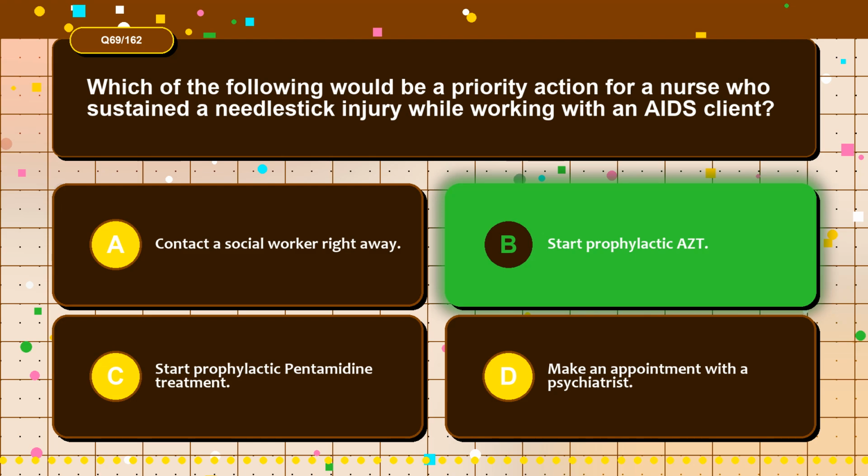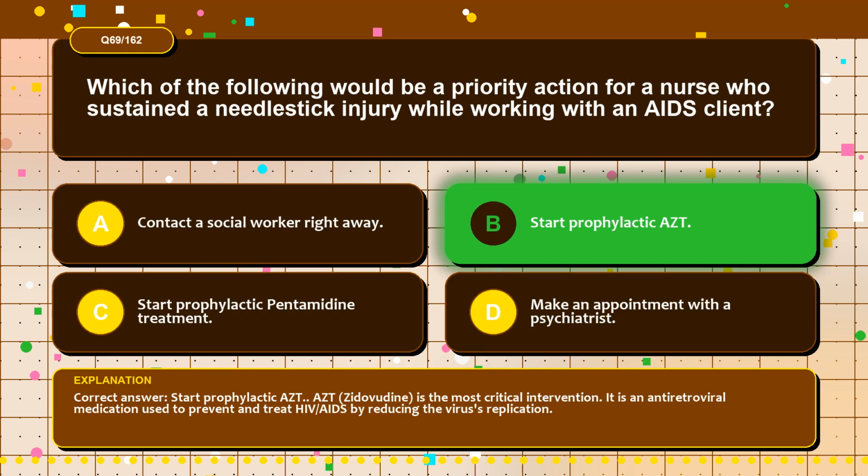The correct answer is option B. Start prophylactic AZT. Correct answer. AZT, zidovudine, is the most critical intervention. It is an antiretroviral medication used to prevent and treat HIV/AIDS by reducing the virus's replication.